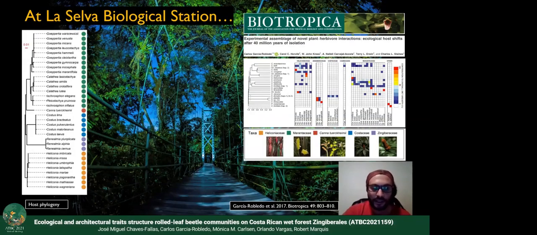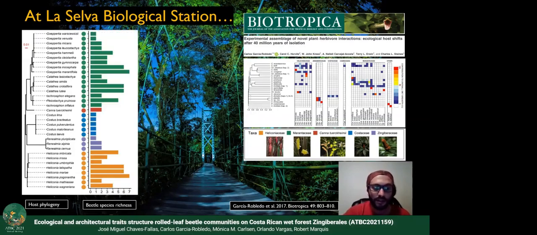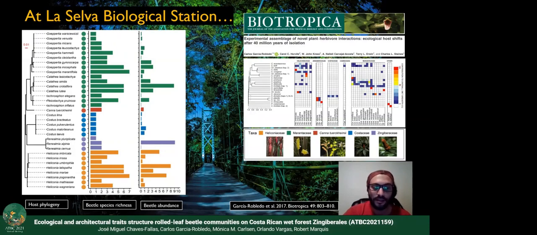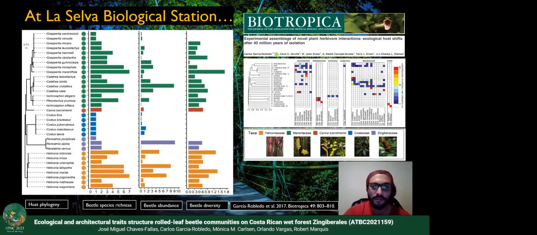The Zingiberales are distributed in five plant families, so for each host plant species, we determined its beetle species richness, which is the number of beetles feeding on each host plant, beetle abundance, that is the average number of beetles per rolled-leaf sample, and beetle diversity using the Shannon index. So the goal of this work is to understand the role of ecological and architectural traits structuring rolled-leaf beetle assemblages.